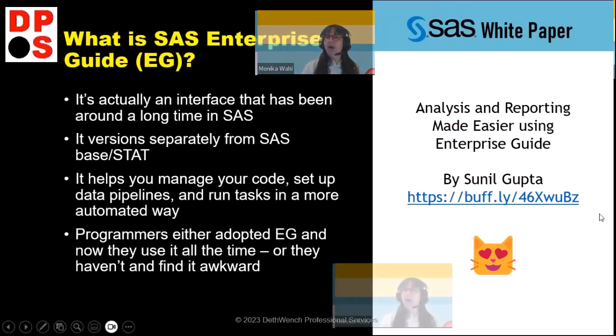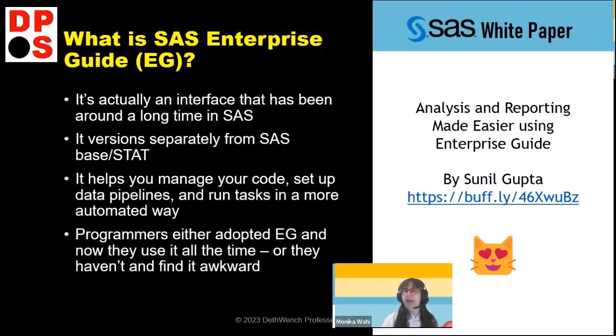If you want a really good white paper on it, go to this white paper. And the reason why the little cat emoji is that Sunil Gupta is an awesome colleague. He was one of the editors of my SAS book. That's how I actually met him. And I read his white paper. He's just the coolest guy. He's got a lot of training materials out there. He does a lot in R also. So he's just a cool guy to know.